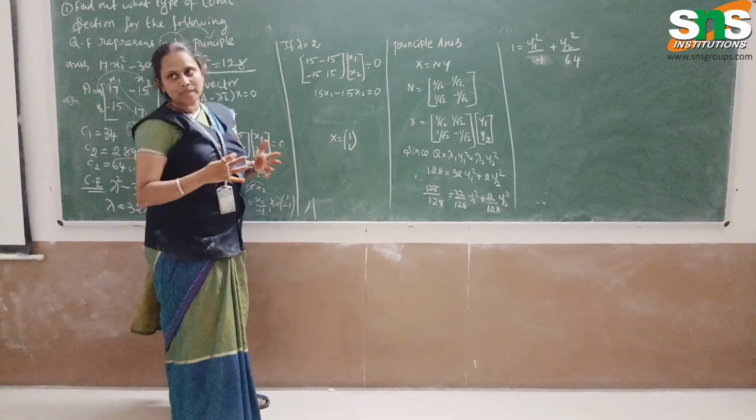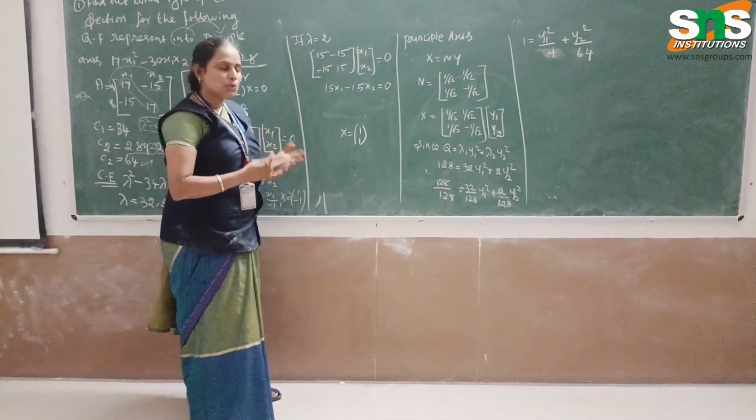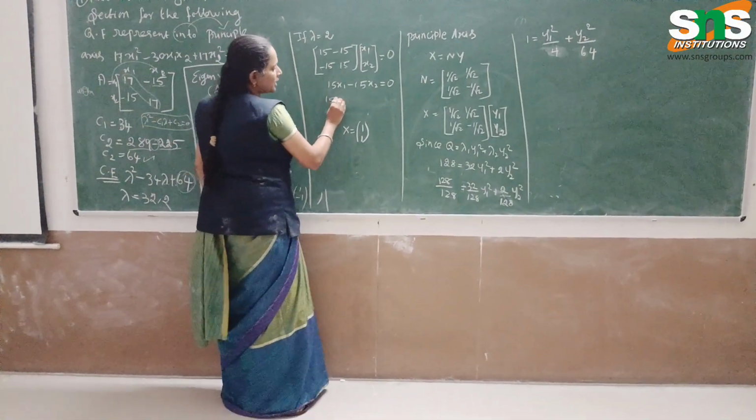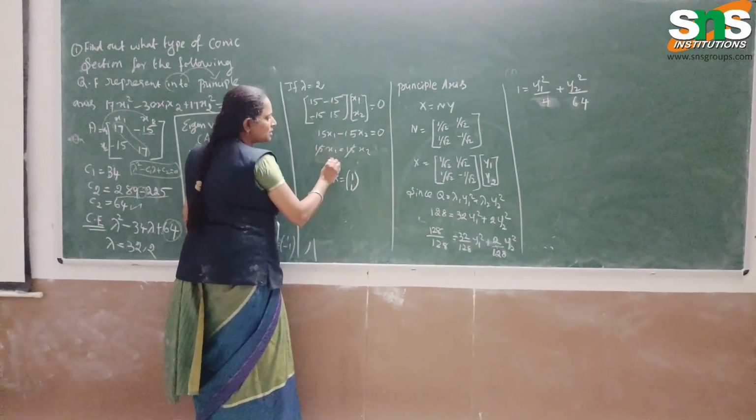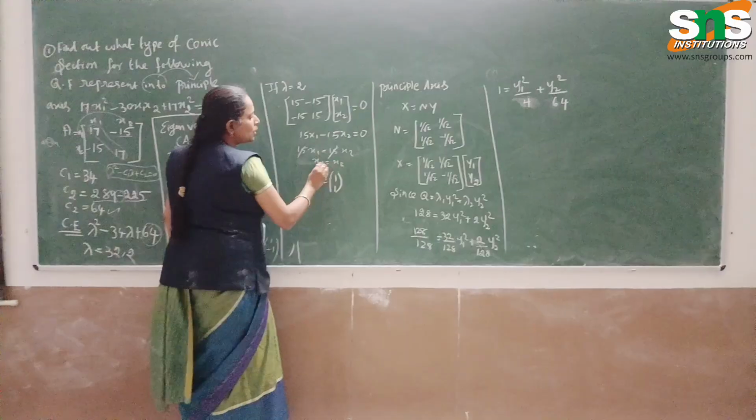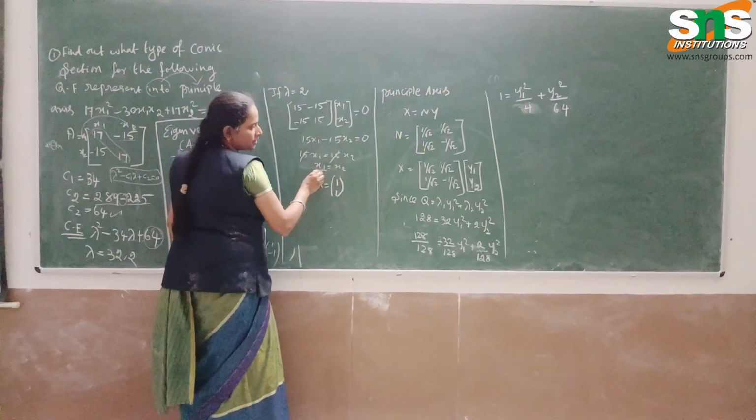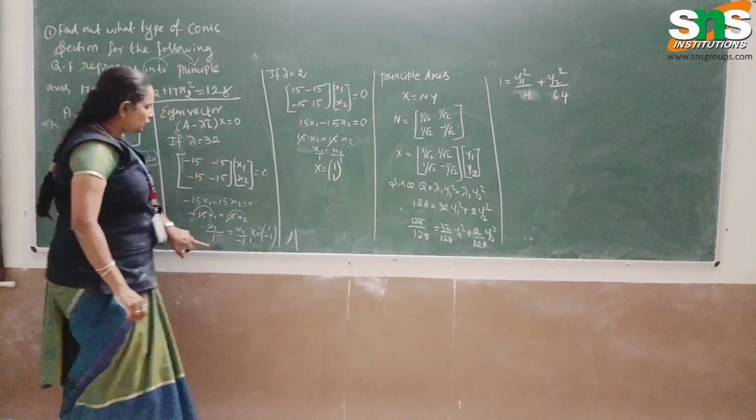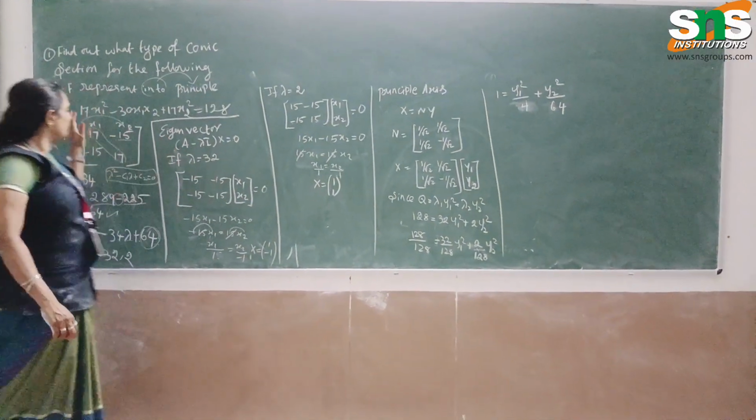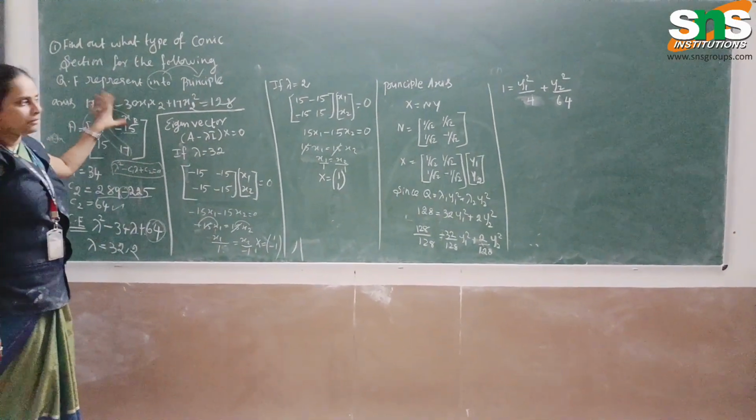If the two equations are the same, we take the substitution method. So 15 x1 equal to 15 x2. Here 15 gets cancelled, so x1 equal to x2, and we use the coefficients in the cross rule. So x1 is 1 and x2 is 1. These are the two eigenvectors for this matrix and the quadratic form also.